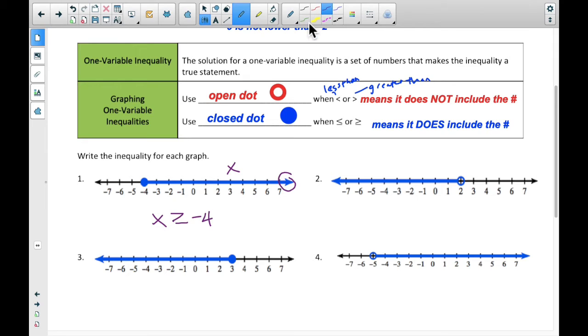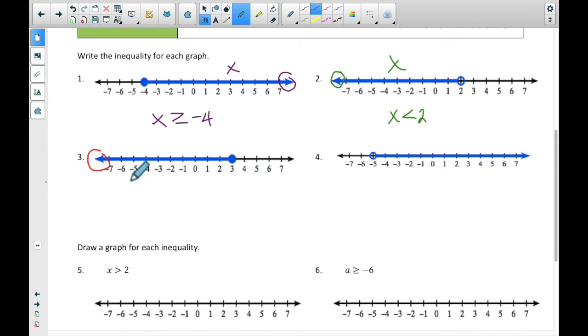Okay, let's do it again. This one is pointing this way. Again, this is our x business. So we're going to say x is less than, this time no equals because it's open. And 2 is the number we're talking about. X is less than 2. It points this way, everything lower than 2. This one, look at how it's pointing. X is less than. This time it does have an equal to because it's solid, and it's 3. That's the number we're dealing with.